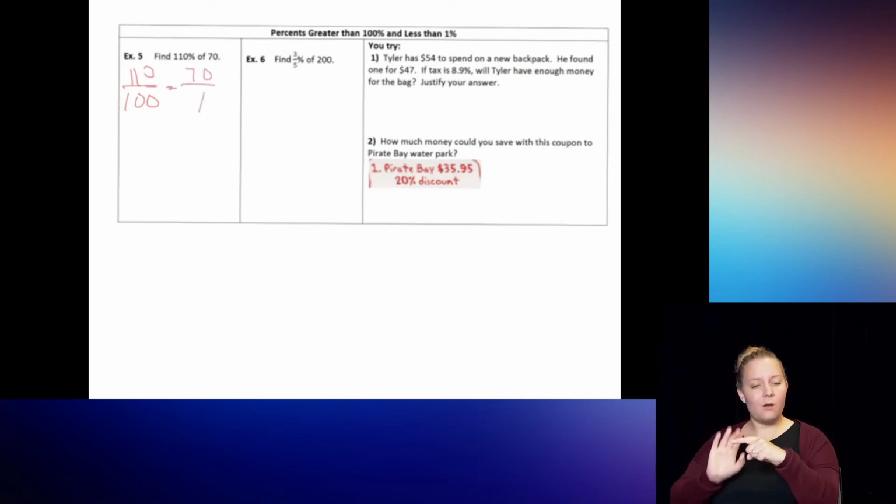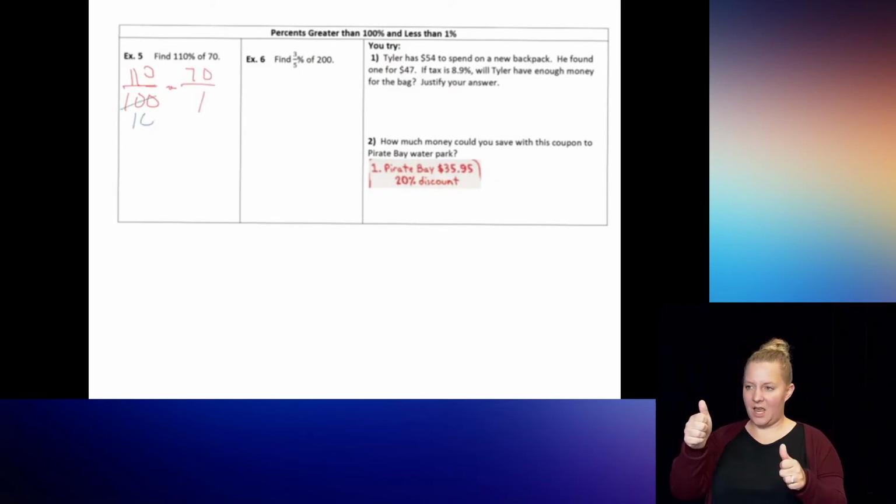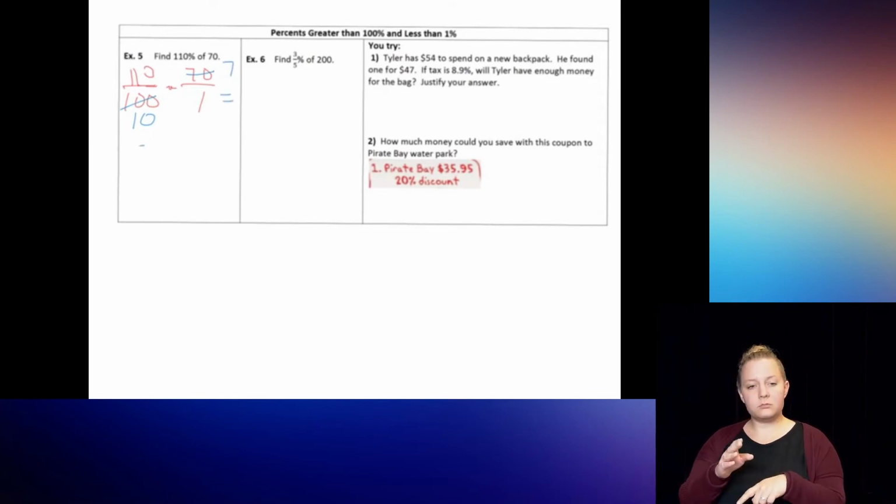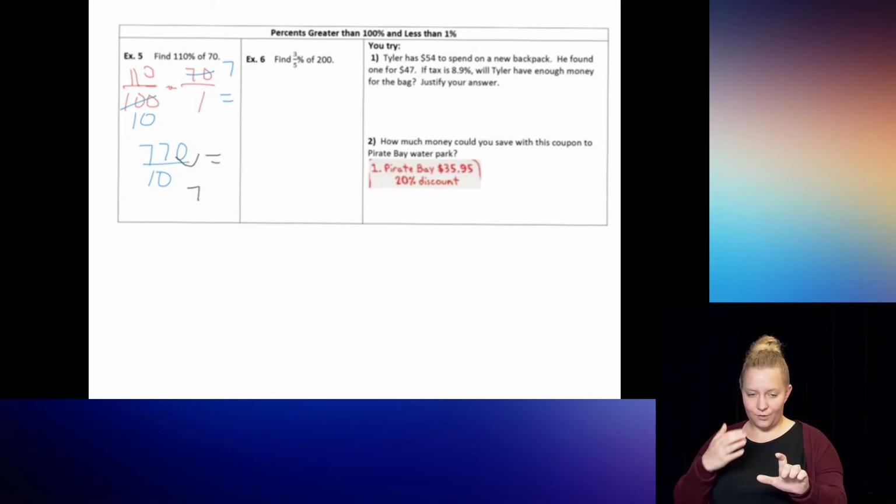I'm going to go ahead and choose to cross simplify these both by 10. So 100 divided by 10 is 10. 70 divided by 10 is 7. And so when I multiply straight across, I get 770 over 10, which means I can take that 770 and just move my decimal one spot left to go tenths. So then I know that the answer is 77.